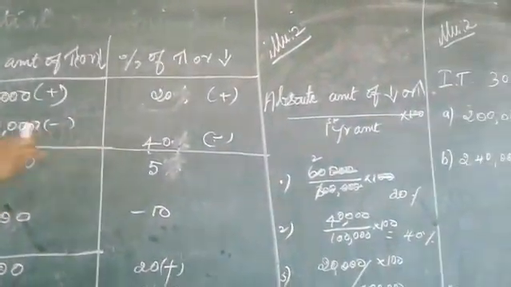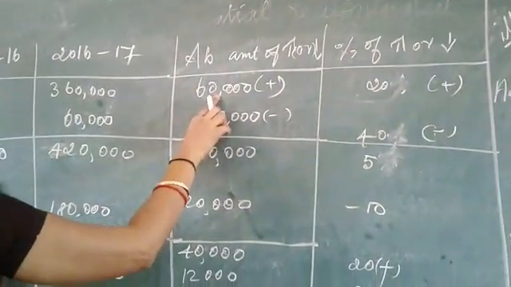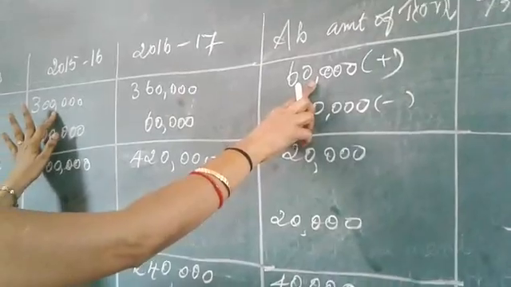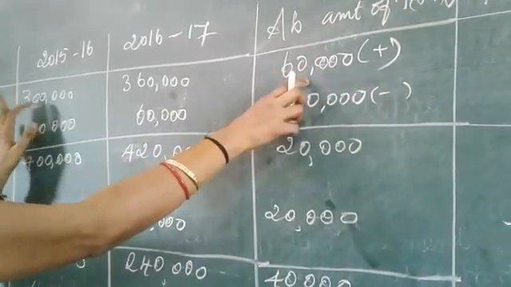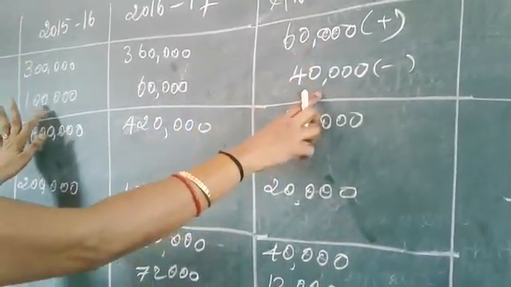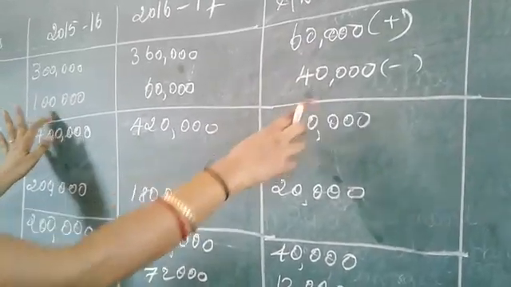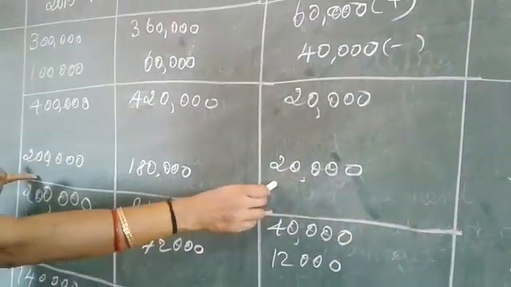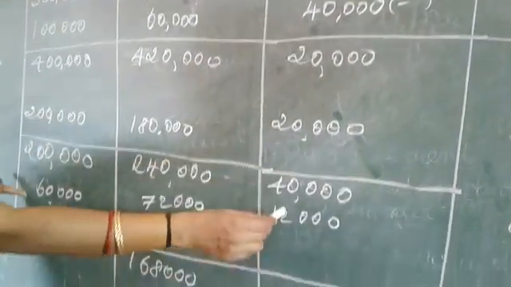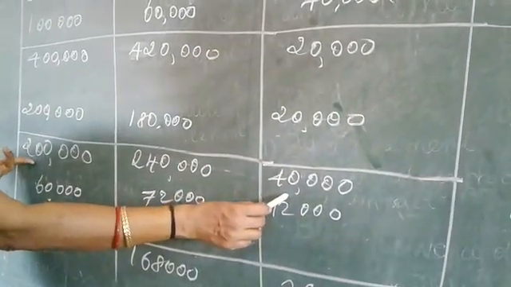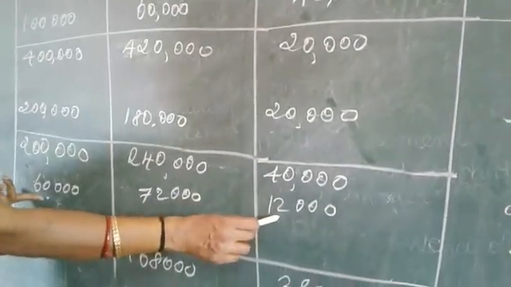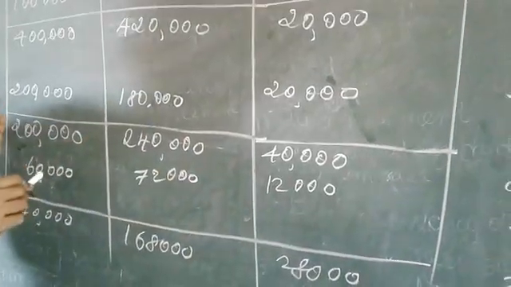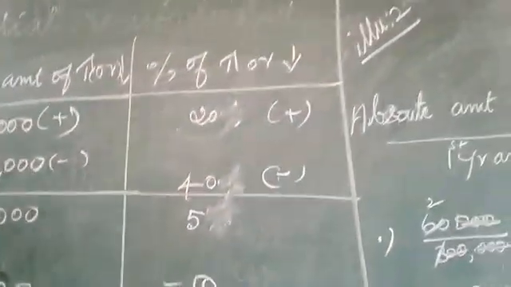Then the fourth column, apply the formula. What is the formula? Amount of increase or decrease divided by first year amount. The first year amount is 15 to 16. So 60,000 by 3 lakhs into 100. 40,000 by 1 lakh into 100. Then 20,000 by 4 lakh into 100. Then 20,000 by 2 lakh into 100. Then 40,000 by 2 lakhs into 100. 12,000 by 60,000 into 100. Okay, that is the percentage of increase or decrease.